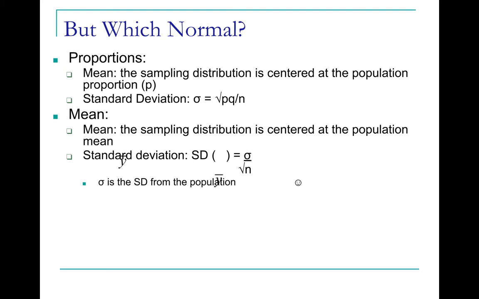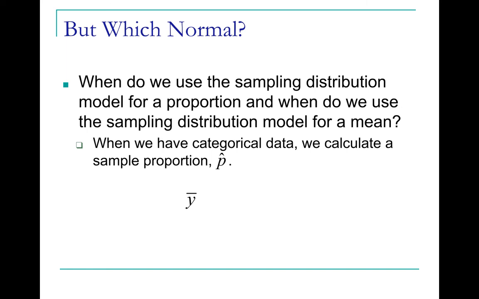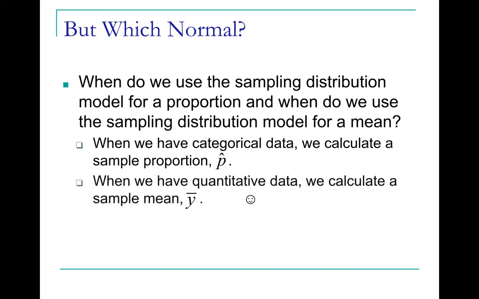Okay, great, but when should we use proportions and when should we use means? When we have categorical data, we calculate a sample proportion, p hat. When we have quantitative data, we calculate the sample mean, y bar. So it depends on the data. If it's categorical, we use a proportion. If it's quantitative, which means we have units on our data, then we use a mean.